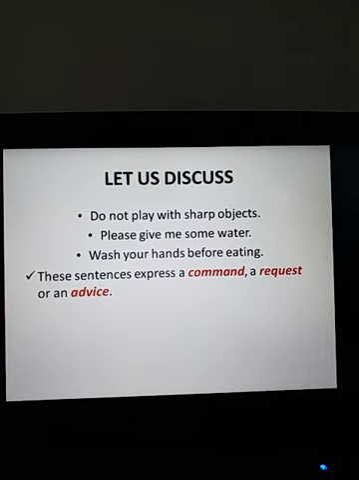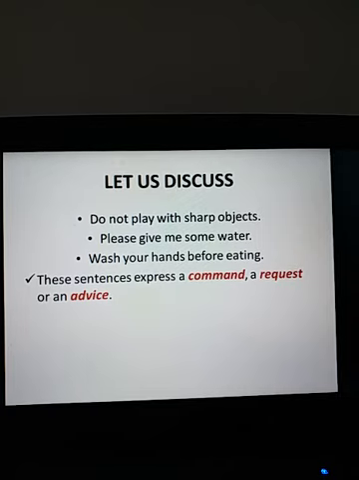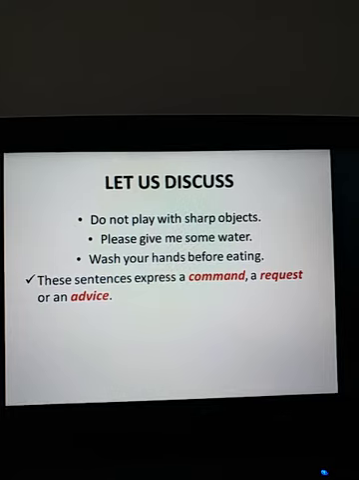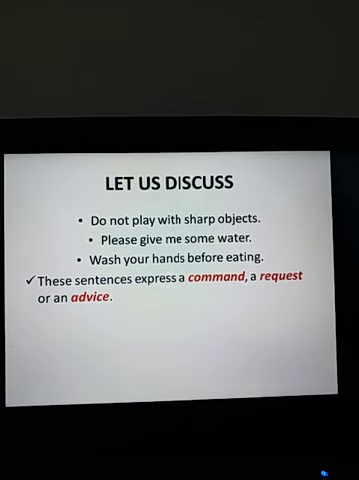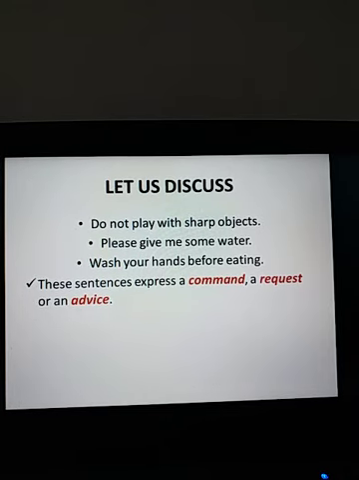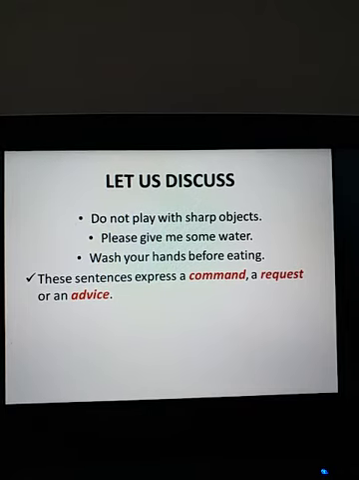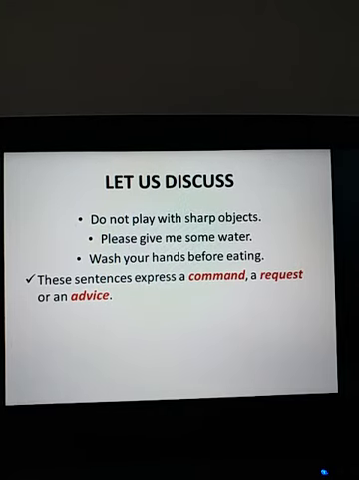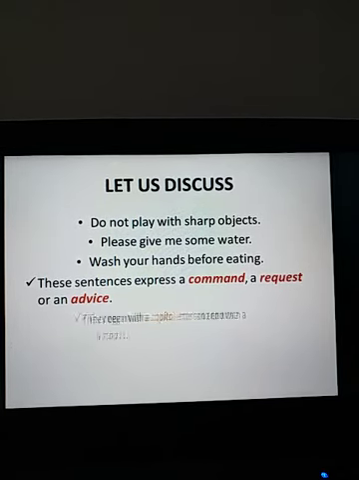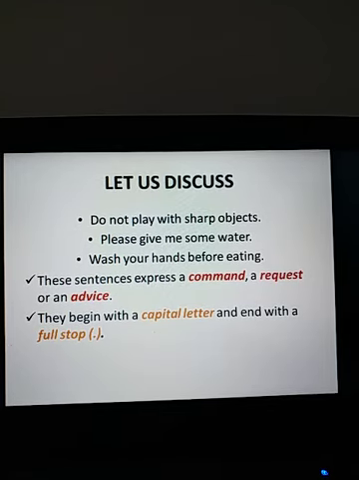Let us say the first sentence: it expresses a command. Yes, do not play with sharp objects. It's an order. Please give me some water. That's a request. See, the word please has been used. Wash your hands before eating. That's an advice. You're advising someone to do something for his or her good, right? So all these three sentences either express a command, a request, or an advice. They begin with a capital letter and end with a full stop, right?